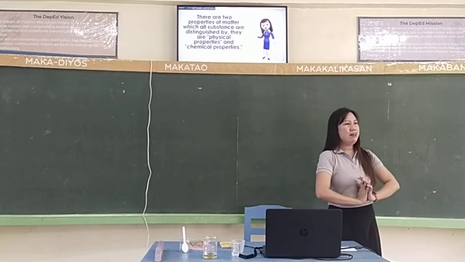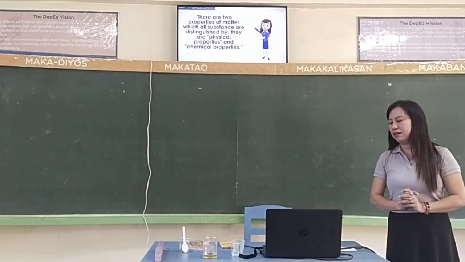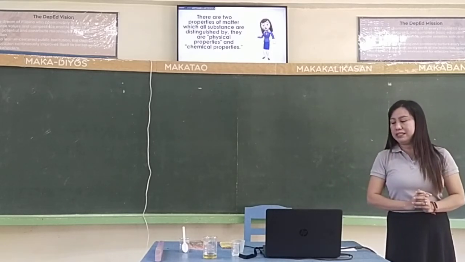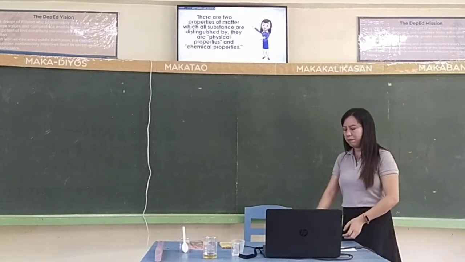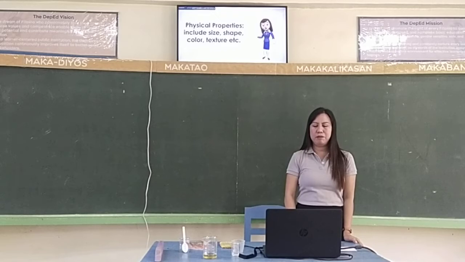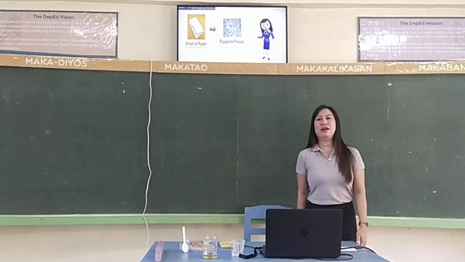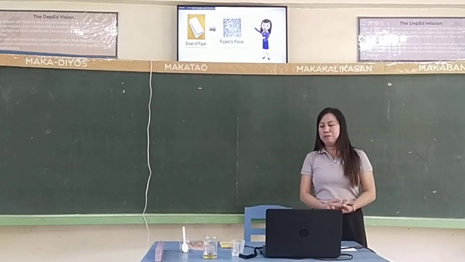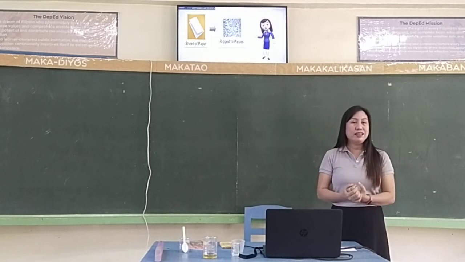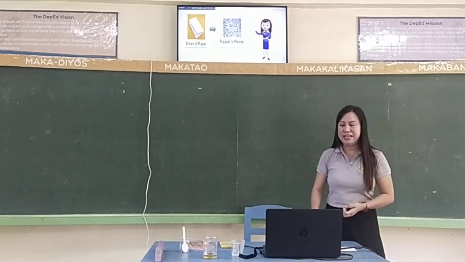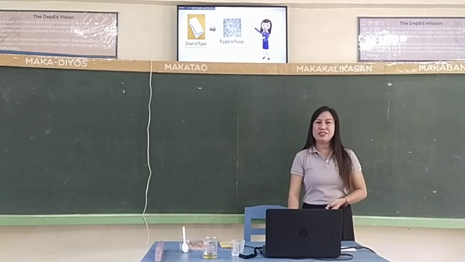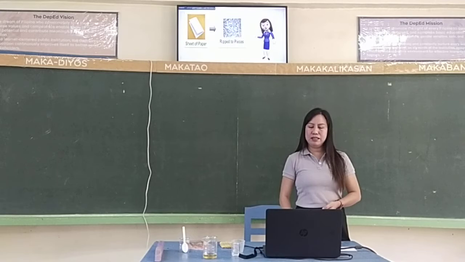Okay, now let's have the two properties of matter. We have the physical and the chemical properties. So, physical properties include the size, the shape, the color, and the texture. So we can observe this. For example, a sheet of paper, when you tear it or cut it, it's still the same paper, right? Okay, so although the size changed, the paper is still the same.